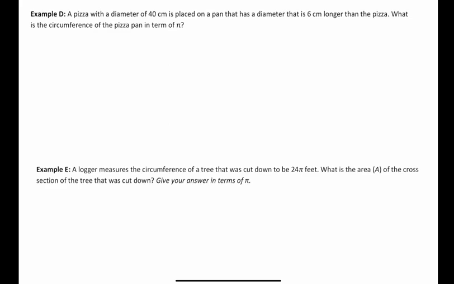All right, for example D, it says a pizza with a diameter of 40 centimeters is placed on a pan that has a diameter that is 6 centimeters longer than the pizza. What is the circumference of the pizza pan in terms of pi? You don't have to draw a picture for this, but we have the pizza, and then we have the pizza pan. I'm sure I'm not drawing this to scale. There's the handle, I guess, maybe. But you've got the pizza and the pizza pan.